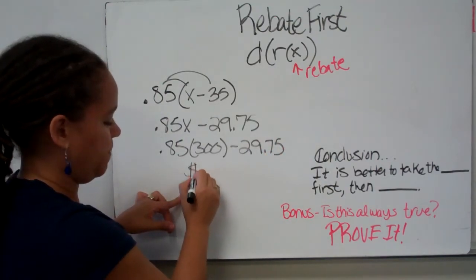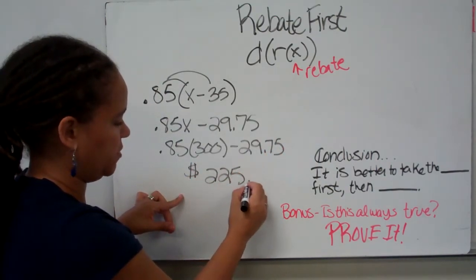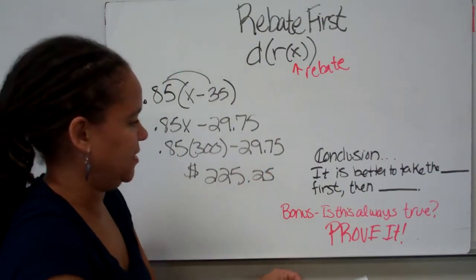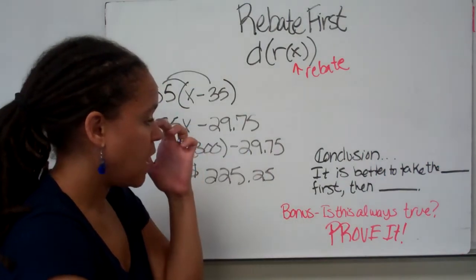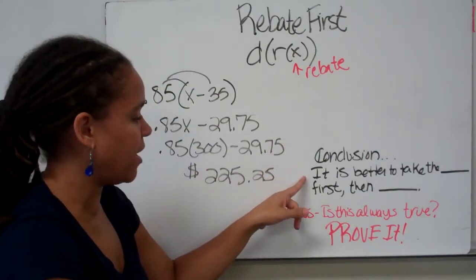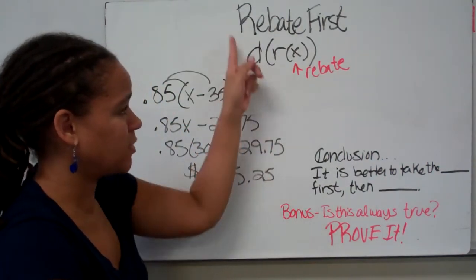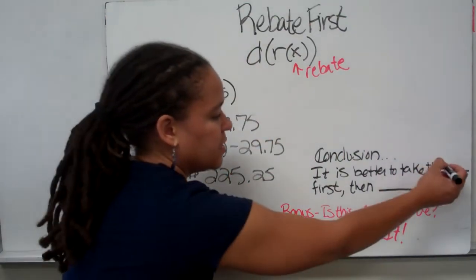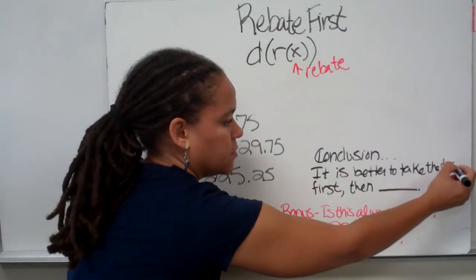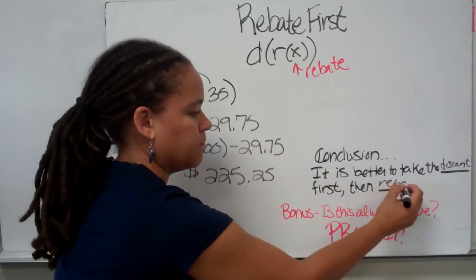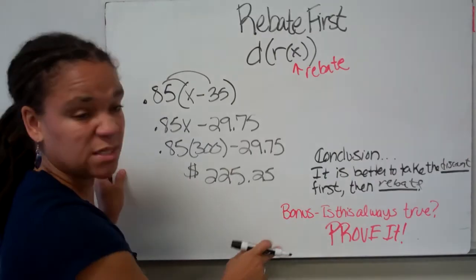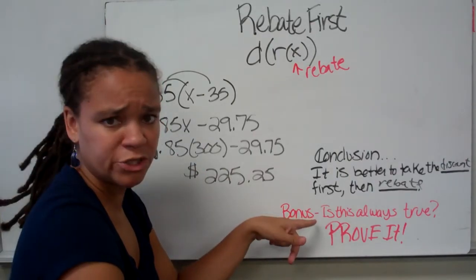And here you end up paying $225.25. So, notice there is a slight difference. So, conclusion, it is better to do which one? You want to take the rebate first or the discount first? To take the discount first, then the rebate.